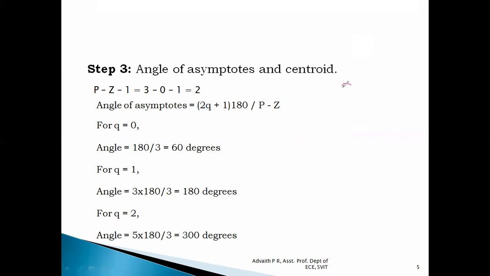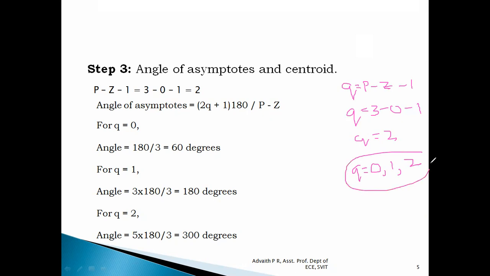To find q, we will be using the formula q is equal to number of poles minus number of zeros minus 1. So the q value will be equal to number of poles in our problem, which is 3, number of zeros, which is 0, and minus 1. So 3 minus 1 is 2. So the q value is equal to 2. That means the q values we have to write should be 0, 1, 2. These three are the values of q which have to be substituted.